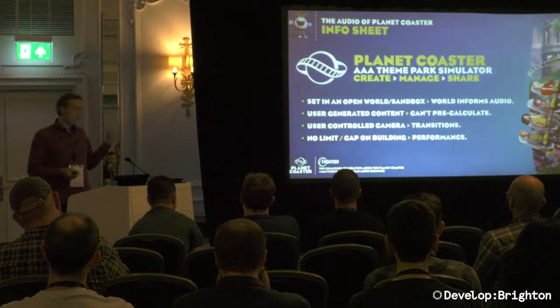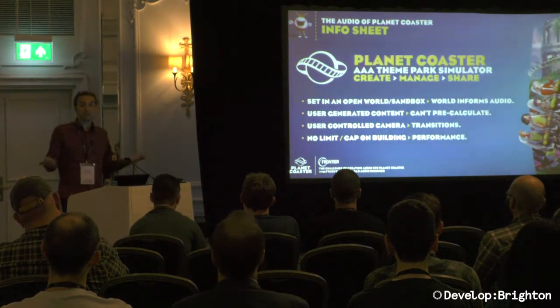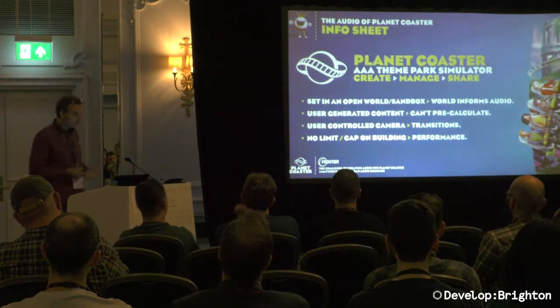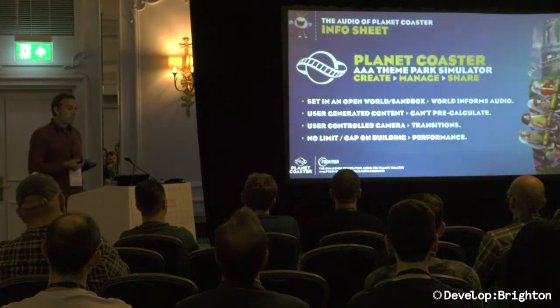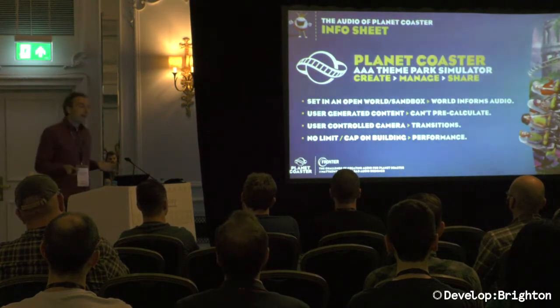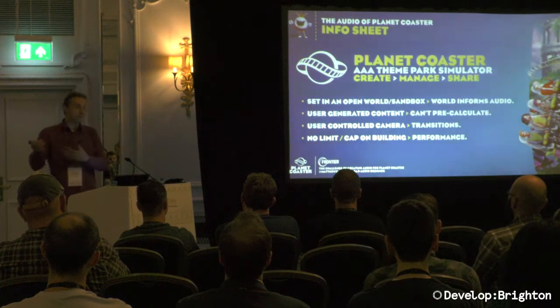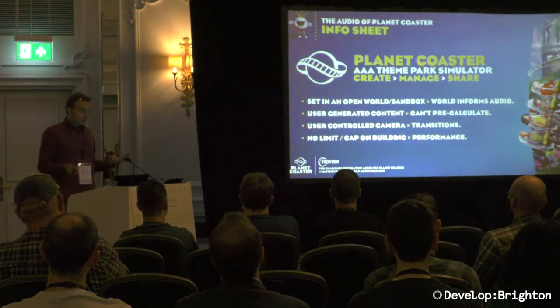You can't just play a background loop with a crowd in it, because somebody may have decided to not have any crowds in a park, and you can do that in Planet Coaster. And because it relies so heavily on user-generated content, we can't pre-calculate anything. We do have an obstruction occlusion system, and this has to be real-time, because the hill that's there a minute ago might be gone, might now be a tunnel. And the user-controlled camera adds all of this extra complexity.